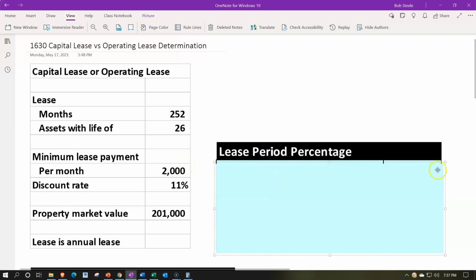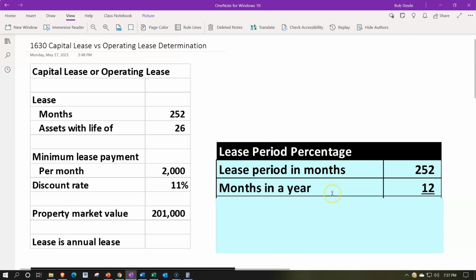So let's first take a look at the lease period percent. This would be the first test. We have the lease period in months, which we said was 252 months. Let's break that into years by dividing it by the 12 months.